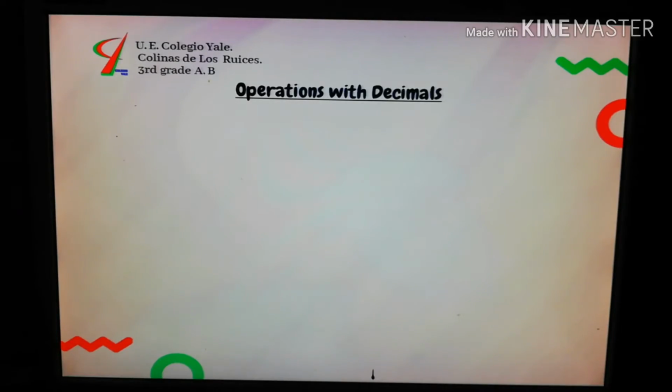Today in our math class, we are going to learn about the operations with decimals. So, let's go. Okay guys, so here we have our board of operations with decimals. Let's go.